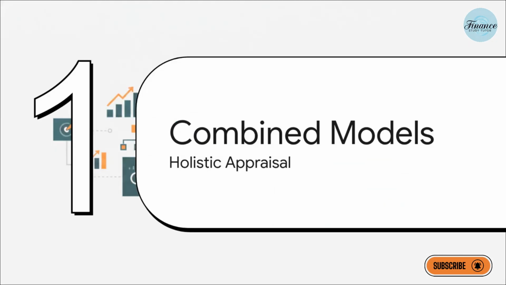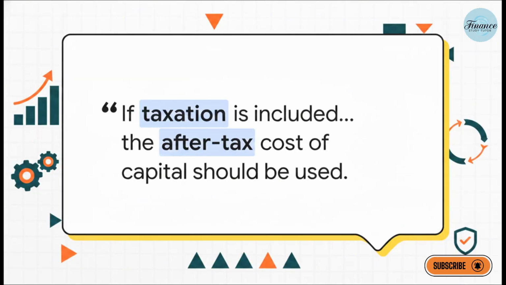Now we're entering Section 5, Combined Models. All right, we have arrived at the final boss battle of this explainer, where we have to combine literally everything. The crucial takeaway here is a golden rule straight from the text. You absolutely must match your cash flows to your discount rate. If your cash flows do not include tax, use a pre-tax discount rate.